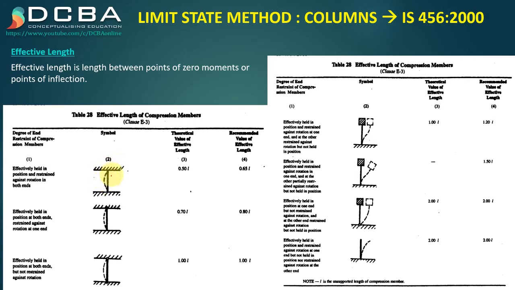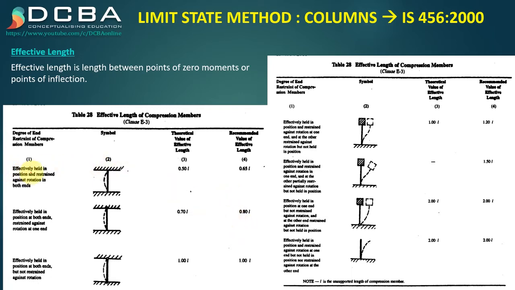So what it actually means is, let's say this is the first case. Why we actually need effective length in columns is because columns have different end conditions. A lot of columns are subjected to different end conditions. So for example, here the bottom part is fixed and the top part is also fixed. In the numerical, it won't be given that the bottom is fixed and the top is fixed.